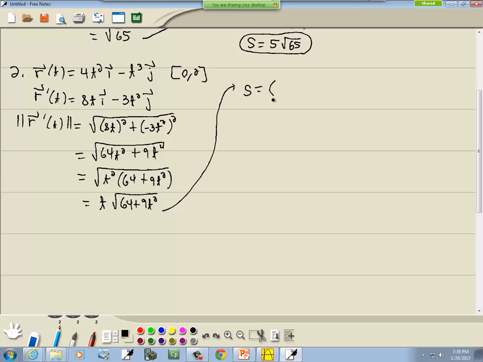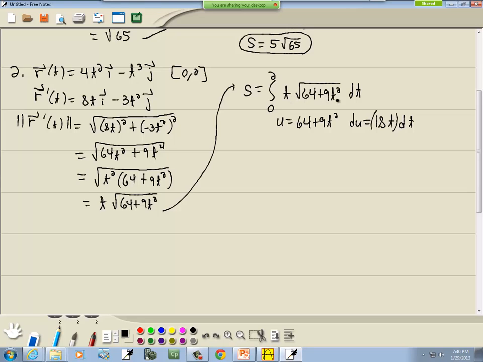So s is going to equal the integral from 0 to 2 of t square root of 64 plus 9t squared dt. Well, this is a u substitution, so we're going to let u equal what's inside of our radical. So u is equal to 64 plus 9t squared, and du: 64 drops away. The derivative of 9t squared is 18t, and then dt.